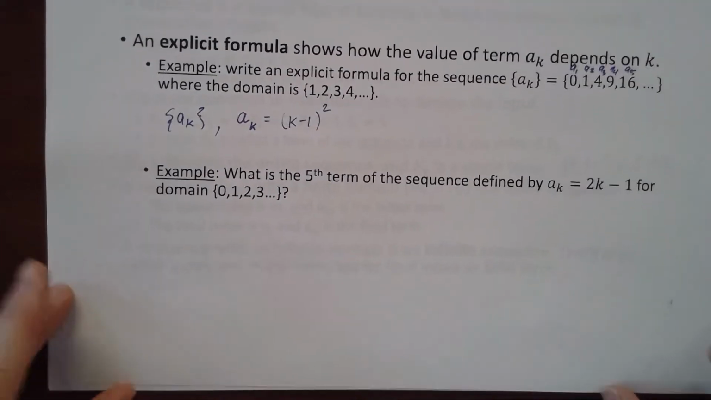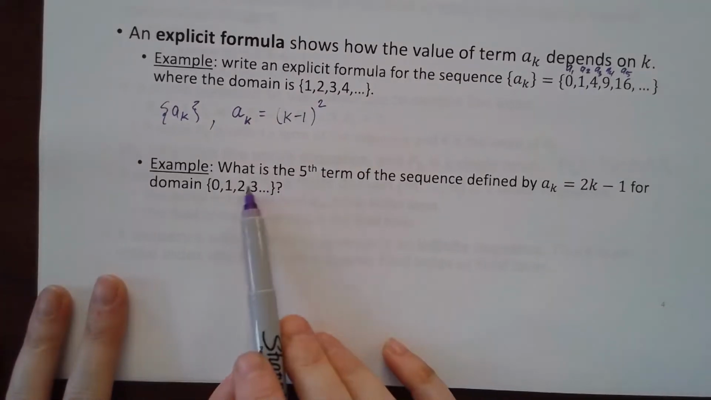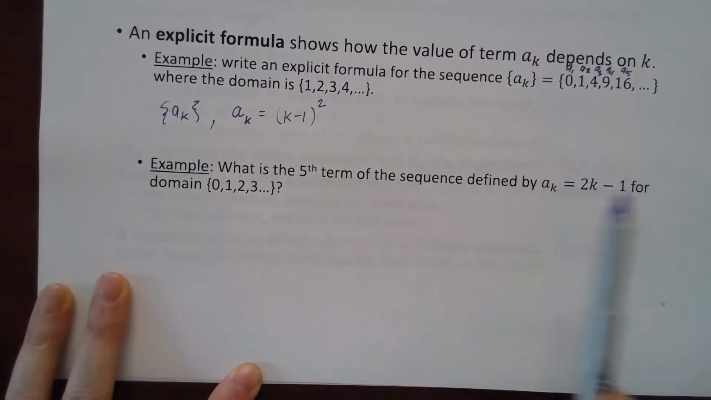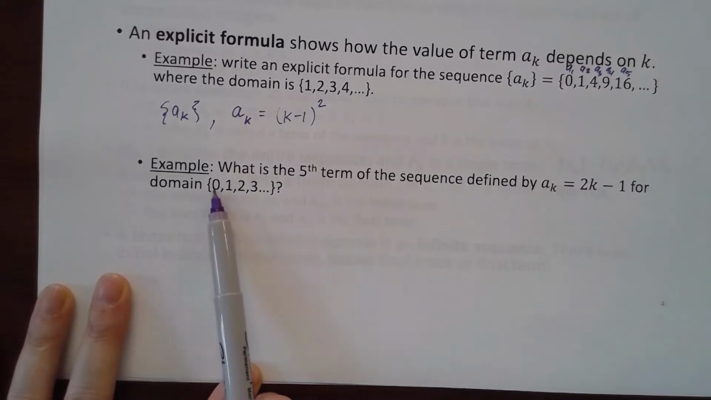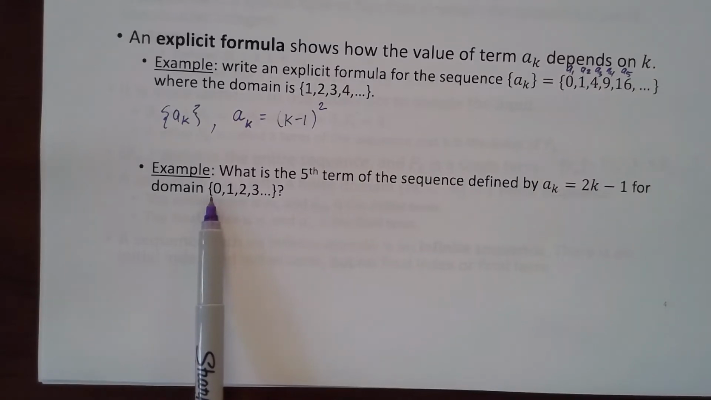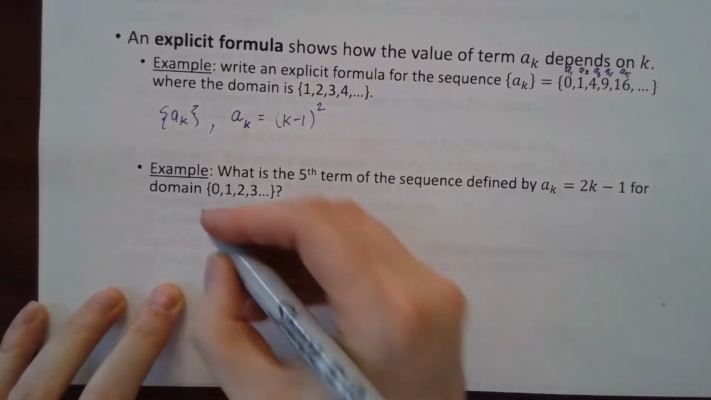All right, so let's say I tell you we've got a sequence, and I want to find the 5th term of the sequence, and it's defined by a sub k equals 2k minus 1, and the domain is 0, 1, 2, 3, and so on and so forth. What makes this question tricky is starting at 0, because you probably feel like, oh, I want to find the 5th term, so I should just put 5 in for k. But if we're starting at 0, what will the index of the 5th term be? Exactly, 4.